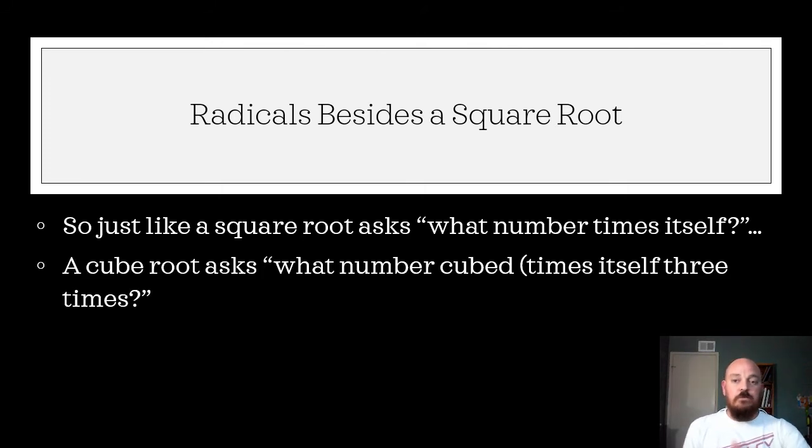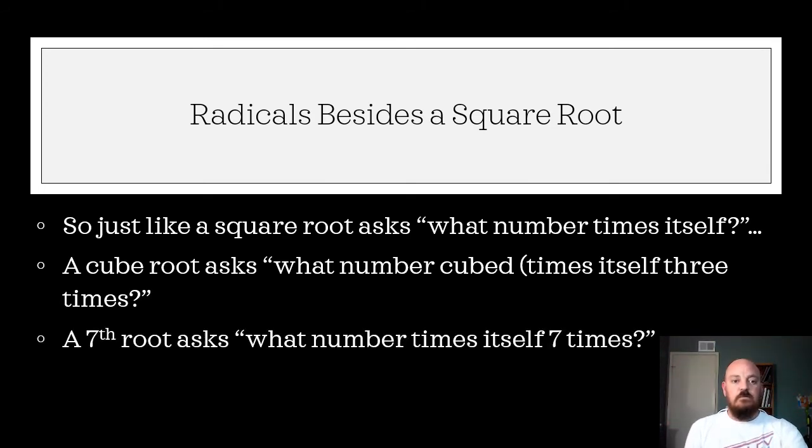Well, we can do that with other roots too. A cube root, or a third root, asks what number cubed, or times itself 3 times, equals that number. A 7th root, I threw in a different number there just to show you it works for anything. A 7th root asks what number times itself 7 times equals that number. And that's what we're talking about here. Instead of taking a number and multiplying it that many times, we're taking the answer to that question and asking what the original number was.